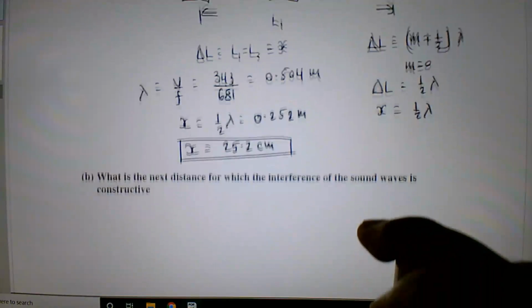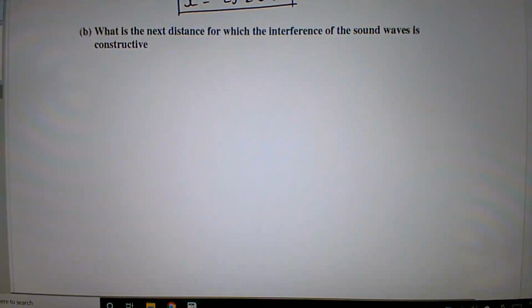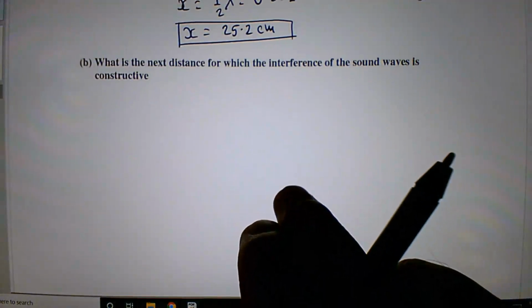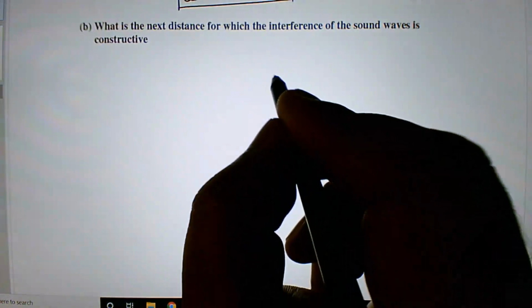Now next, the second part of this question is, what is the next distance for which the interference of sound waves is constructive interference? Now we want constructive interference, right? And what's the condition for constructive interference?